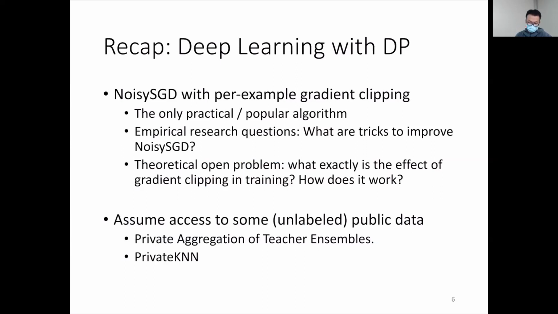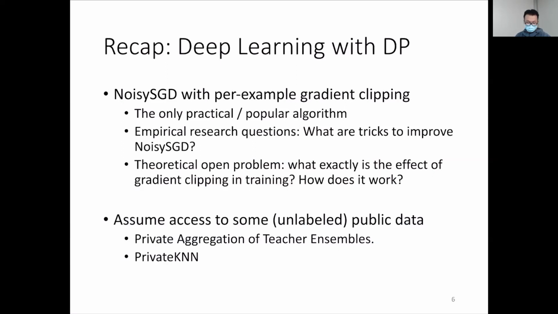Another thread in deep learning with differential privacy is to assume having access to some additional public data. This is a setting that is picking up and gaining momentum, and we've seen a lot of successful applications of having access to only a small public data. Sometimes a big public data, in other cases a very small public data, and you can substantially improve the privacy-utility trade-off in the application of interest.